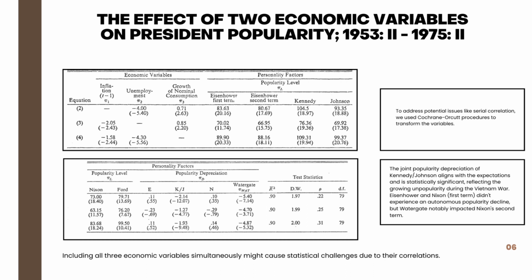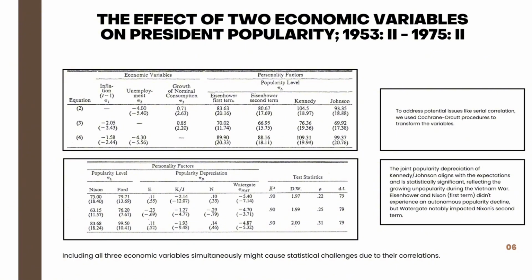Including all three economic variables simultaneously might cause statistical challenges due to their correlations. However, the correlations, like the one between unemployment and inflation, are not extremely strong, as indicated by coefficients around 0.25 to -0.56. This doesn't completely undermine the estimation of the popularity function in equation 1. But it's a good idea to take a cautious approach by initially estimating the function while leaving out one economic variable at a time. The numbers in the table fit well statistically.